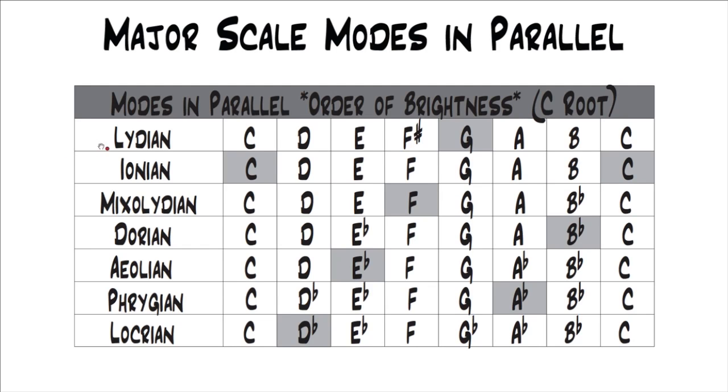So if you start on Lydian, to get to Ionian, you flat the 4. To get from Ionian to Mixolydian, you flat the 7. To get from Mixolydian to Dorian, you flat the 3. To get from Dorian to Aeolian, you flat the 6. To get from Aeolian to Phrygian, you flat the 2. To get from Phrygian to Locrian, you flat the 5. And that gives you the order of brightness.